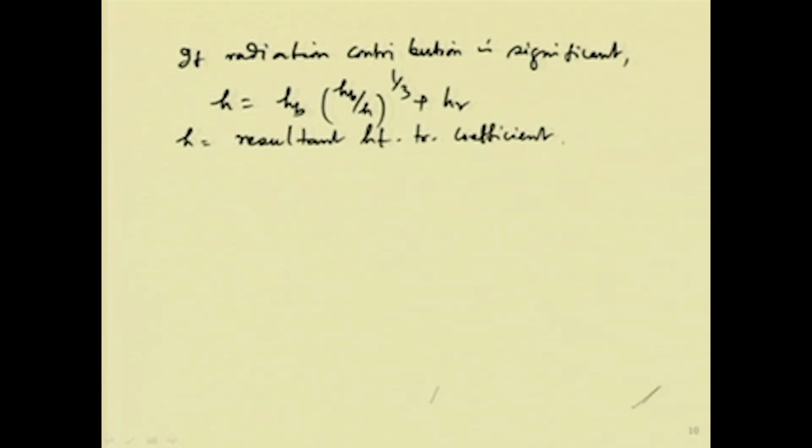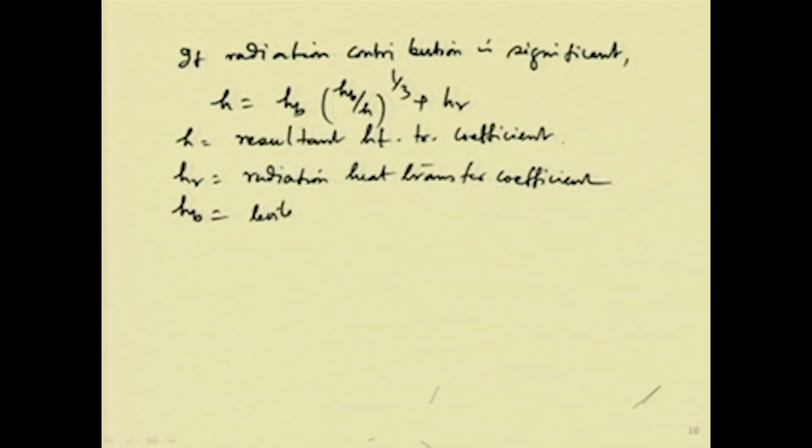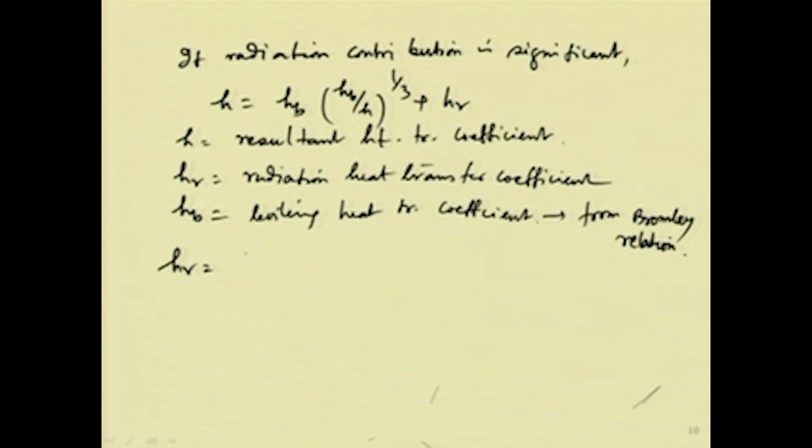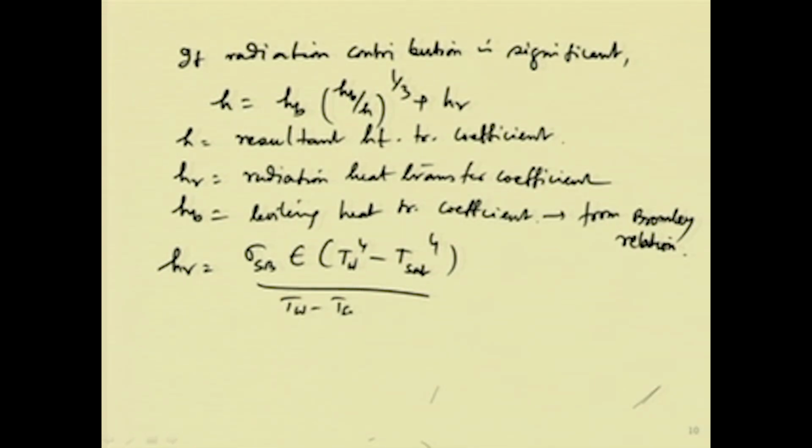So, some iterative method is required for getting a solution to this, and Hr is called radiation heat transfer coefficient. Hb is boiling heat transfer coefficient. This is from Brumley relation, and Hr is obtained as, say, sigma Sb epsilon Tw to the power 4 minus Tsat to the power 4 by Tw minus Tsat. Here sigma Sb is called Stefan Boltzmann constant.